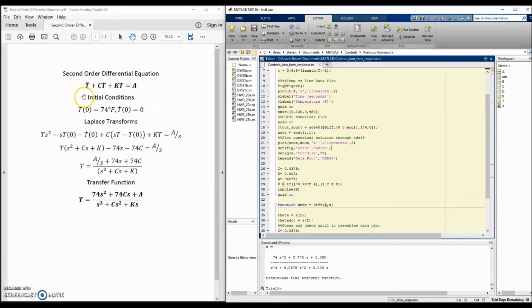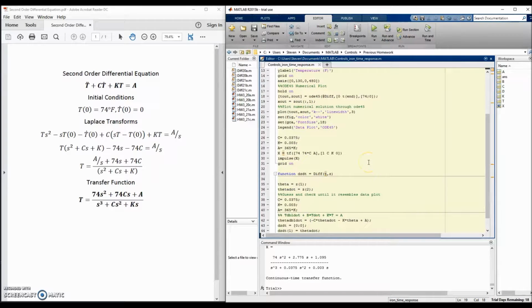Also, we have the initial conditions. 74 degrees is the temperature of the iron at time equals 0. T dot of 0 is equal to 0. In order to get our transfer function, we take the Laplace transforms of the differential equation above, and after distributing this solution, we have this form right here, which is now ready to be plotted in MATLAB.